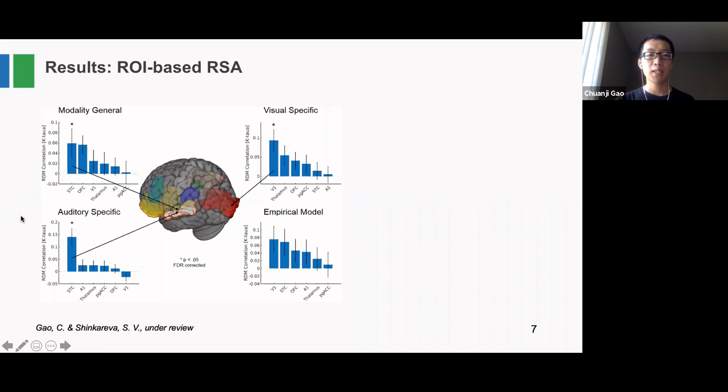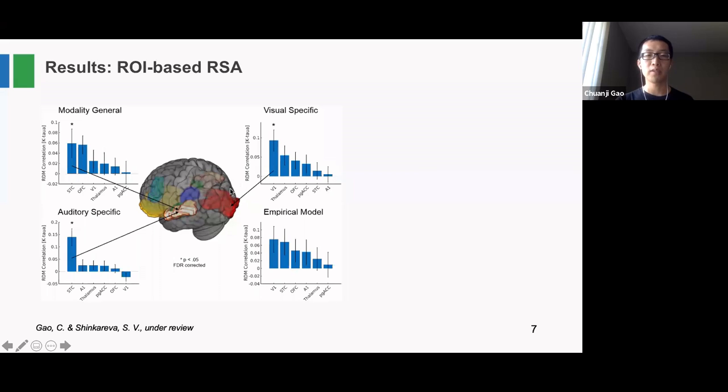We tested each of the brain regions, and the result shows that for the modality general model, after FDR correction, the supratemporal cortex is significantly related. Supratemporal cortex and orbitofrontal cortex are mostly correlated with modality general, but only supratemporal is significant. For visual specific, the most significantly correlated brain area is the primary visual cortex, which makes sense.